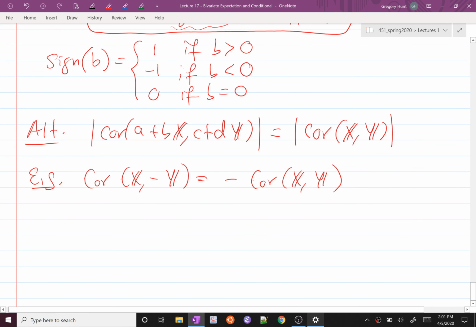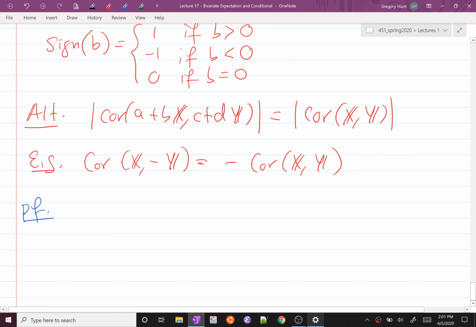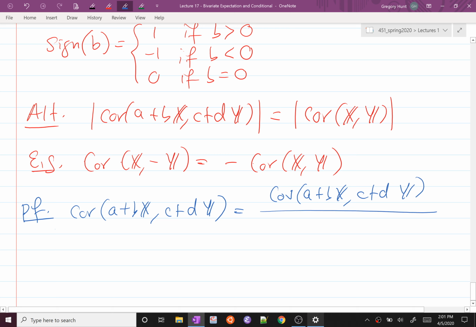And the proof of this is real simple because we built up these other facts. We want to look at the correlation of A plus BX and C plus DY. This, by definition, is the covariance of A plus BX and C plus DY over the square root of the variance of A plus BX times the variance of C plus DY.